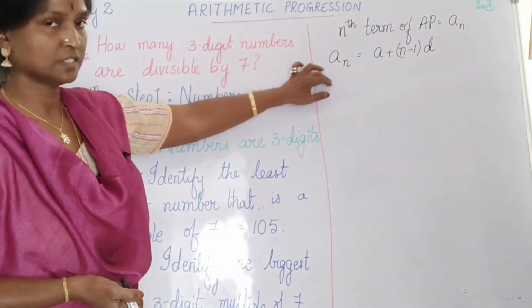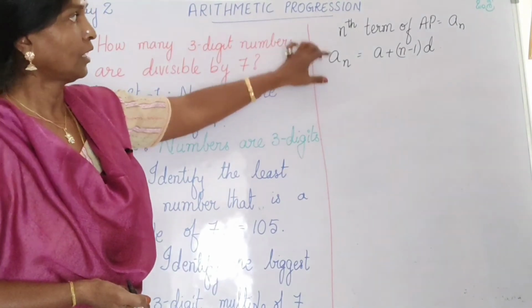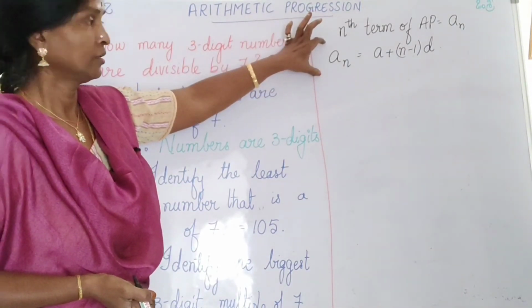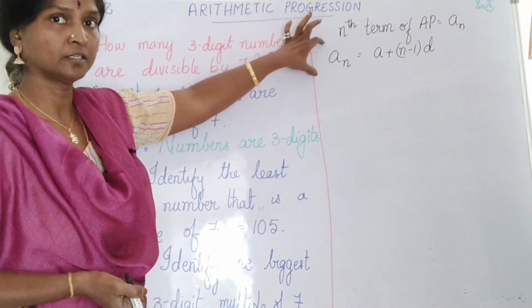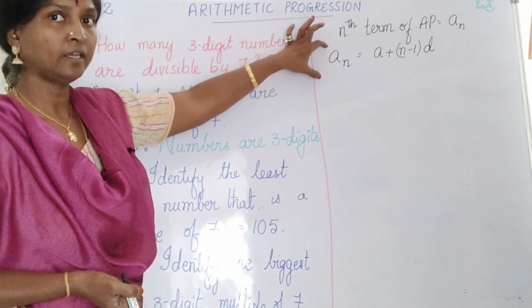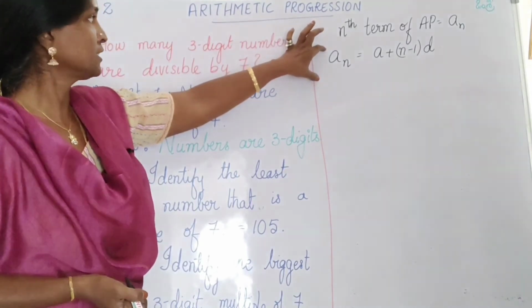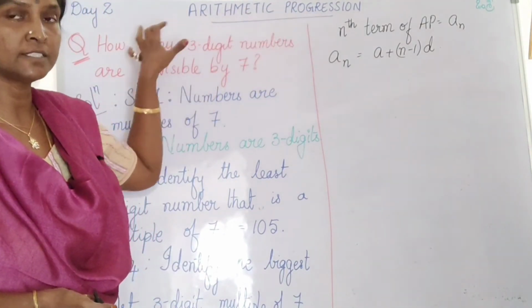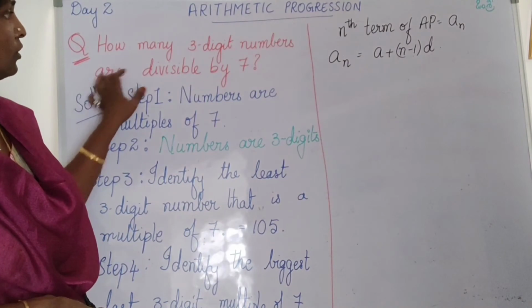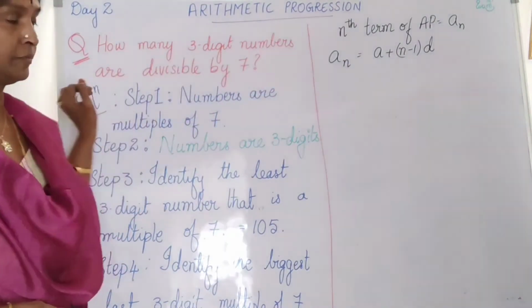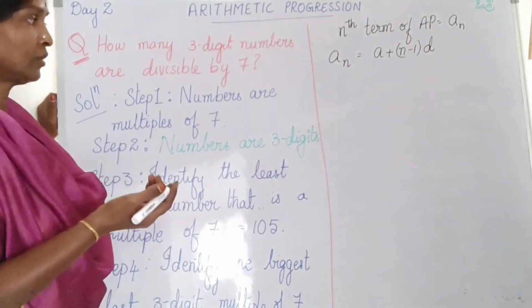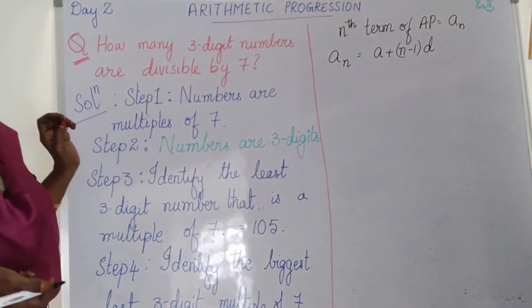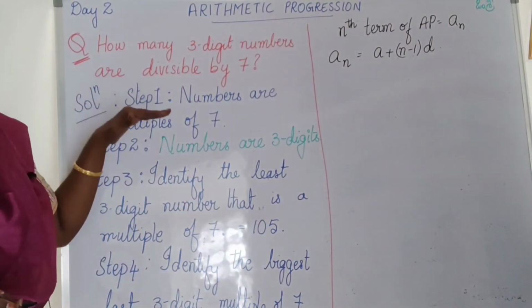I'll explain you once again. Here in this formula we have to find the value of n. Okay, n, what is n? N is the number of 3-digit numbers that are divisible by 7. So here we are substituting the values. Now what are the values that we need to substitute here? We need the first term.